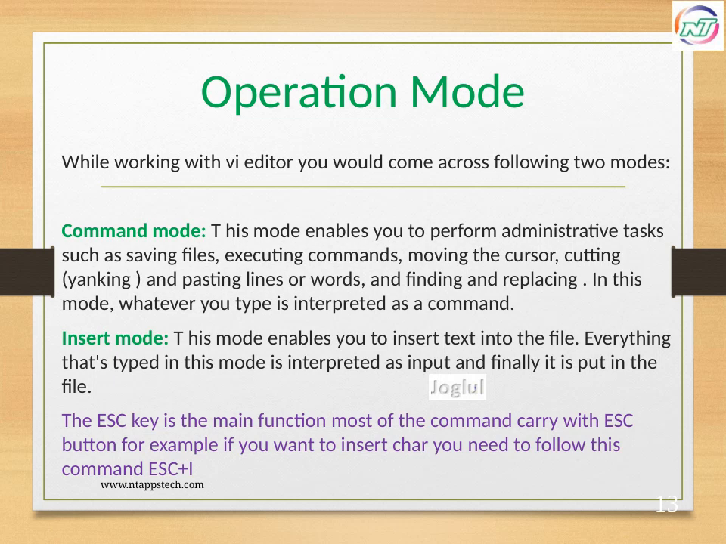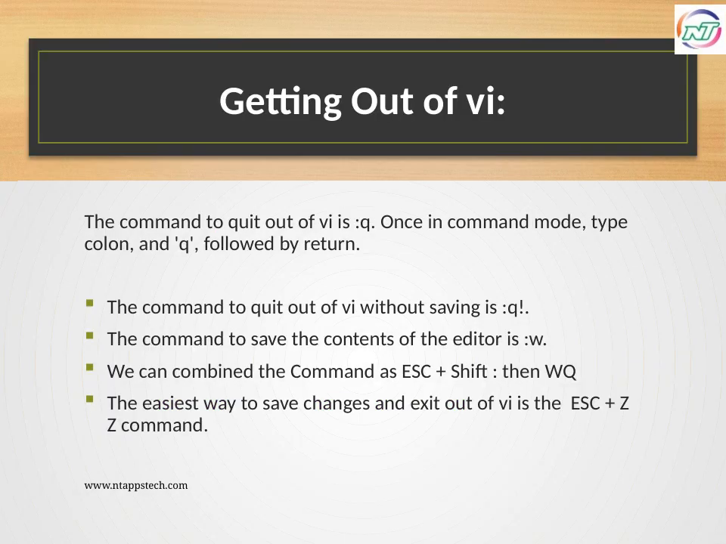testing scenarios. When you want to exit VI, you start by making sure you're in command mode, which you can get to by pressing the ESC key. To quit the editor, type a colon followed by Q and press return. This will close VI if no changes have been made. If you've made changes but want to exit without saving, you can add an exclamation mark, like :q!, which forces VI to quit and discard any modifications. To save the file, use :w, which writes the current contents to disk without quitting.